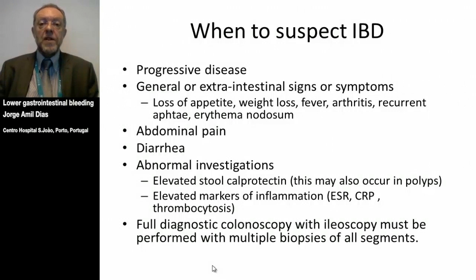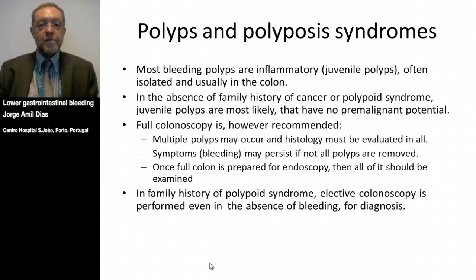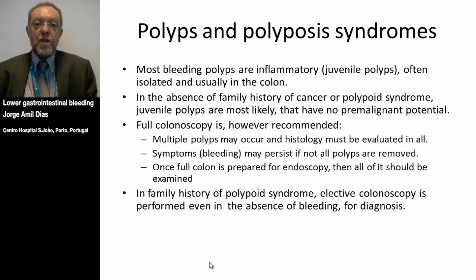And if IBD is suspected, then the diagnosis relies on full colonoscopy with ileoscopy and biopsies from all segments of the lower GI tract. Another group of patients that commonly present with lower GI bleeding are patients with polyps. There are polyps that cause bleeding and other polyps that usually do not show up with bleeding but belong to a special group, as we'll see in a minute.